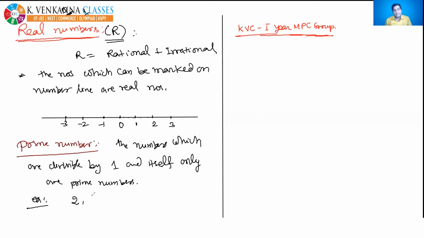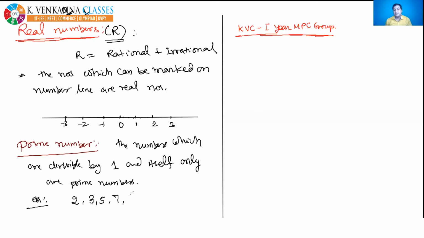The next prime number is 3. 3 is divisible by 3 and 1 only. No other number can divide 3. After this, 5. 4 is not prime, because 4 is divisible by 2. 6 is not prime. Yes, all students are giving me the correct answer. 6 is not prime because 6 is divisible by 2 and 3. 7 is prime. 8 is not prime.